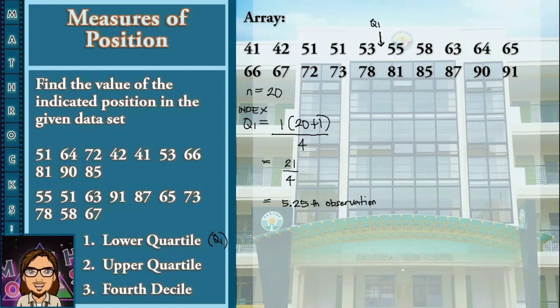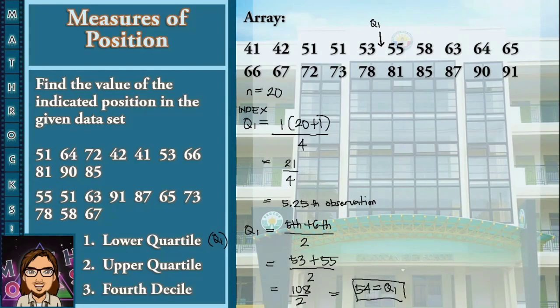And that is by looking at the average. So the average of the fifth and sixth position, that means the fifth number plus the sixth number divided by 2 gives us the value of the first quartile. The fifth number is equal to 53, while the sixth number is equal to 55. So if we add these, this gives us 108. Divided by 2, it gives us 54. So the value of the first quartile is equal to 54.